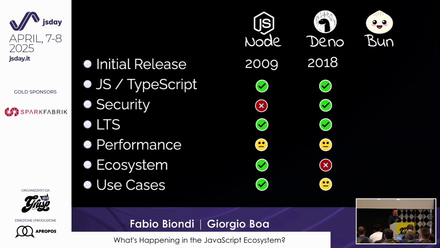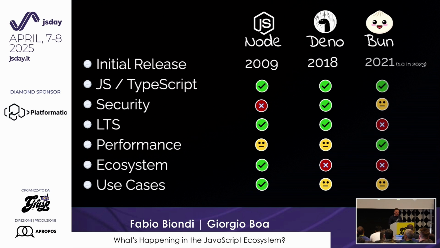From Deno 2.0, sorry, right now we are in 2.2. And there is long-term support also for Deno. The performance is quite okay. I mean, it's not the key characteristic. The ecosystem is not that good right now. There are some problems with other frameworks, and the use cases are not that great. But it's improving. It's improving day by day, week by week.